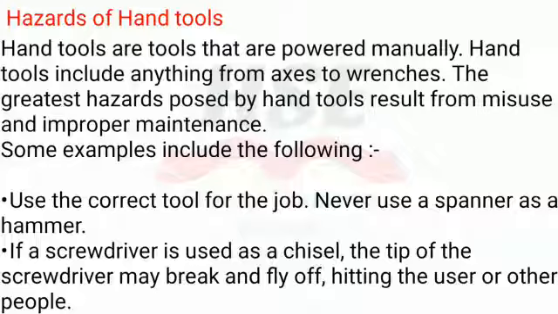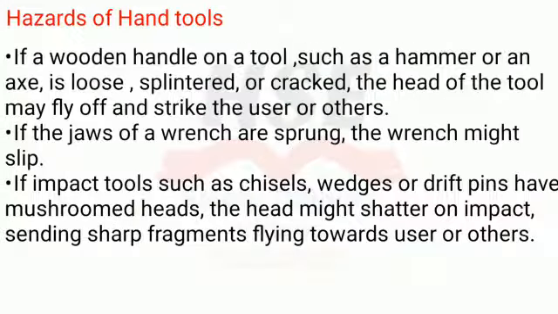If a screwdriver is used as a chisel, the tip of the screwdriver may break and fly off, hitting the user or other people. If a wooden handle on a tool, such as a hammer or an axe, is loose, splintered, or cracked, the head of the tool may fly off and strike the user or others. If the jaws of a wrench are sprung, the wrench might slip. If impact tools such as chisels, wedges or drift pins have mushroomed heads, the head might shatter on impact, sending sharp fragments flying towards user or others.